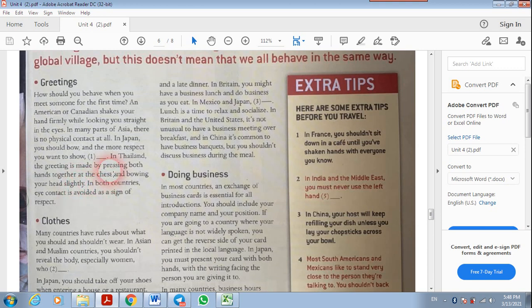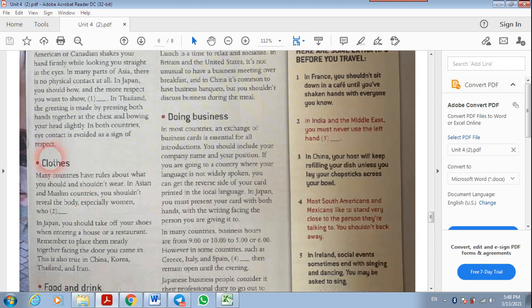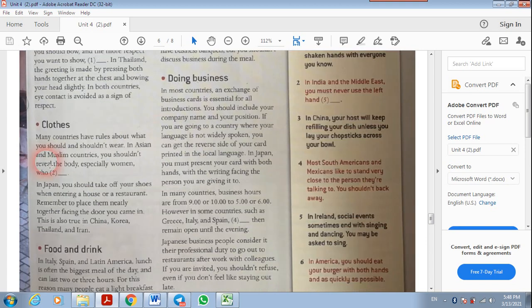In both countries, which countries? Thailand and Japan, eye contact is avoided as a sign of respect. There is no eye contact. You avoid it. Stay away from eye contact to show respect.